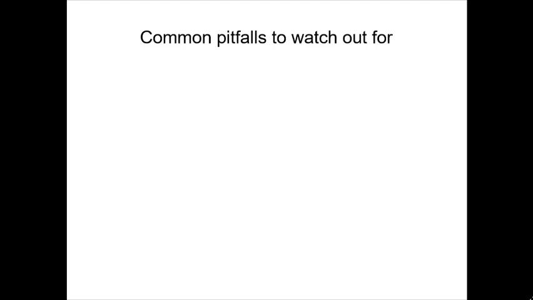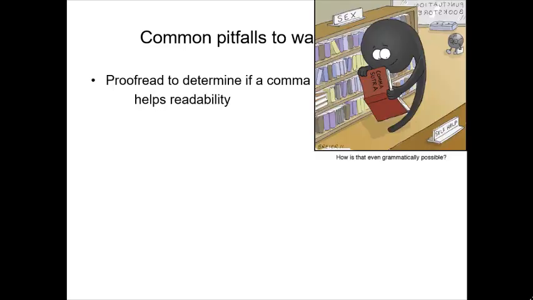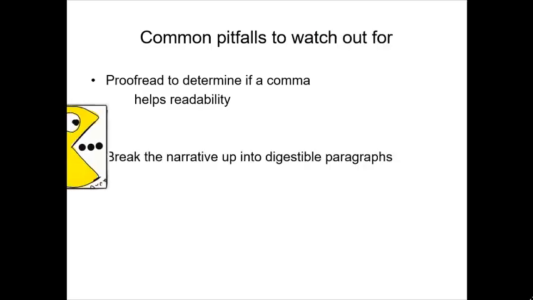So some common pitfalls to watch out for, and I've touched on a few of them already. You want to proofread, determine if a comma helps your readability. I've gone through some papers that literally did not have one single comma in the entire paper, and you have no idea how difficult that paper is to read. So proofread it and check for that flow. Check where it's normal to pause when you're speaking that to somebody. You want that readability to come across as well.